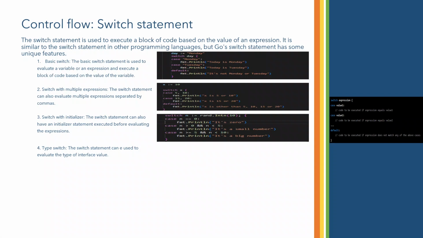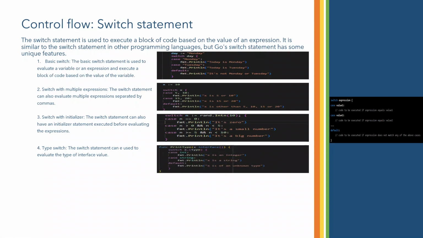The fourth variation is the type switch. The switch statement can be used to evaluate the type of an interface. For example, in this print type function, you can pass any interface. Basically, you can get the type and then switch on it. In the switch statement, you can print what kind of value you are passing to this print type function.